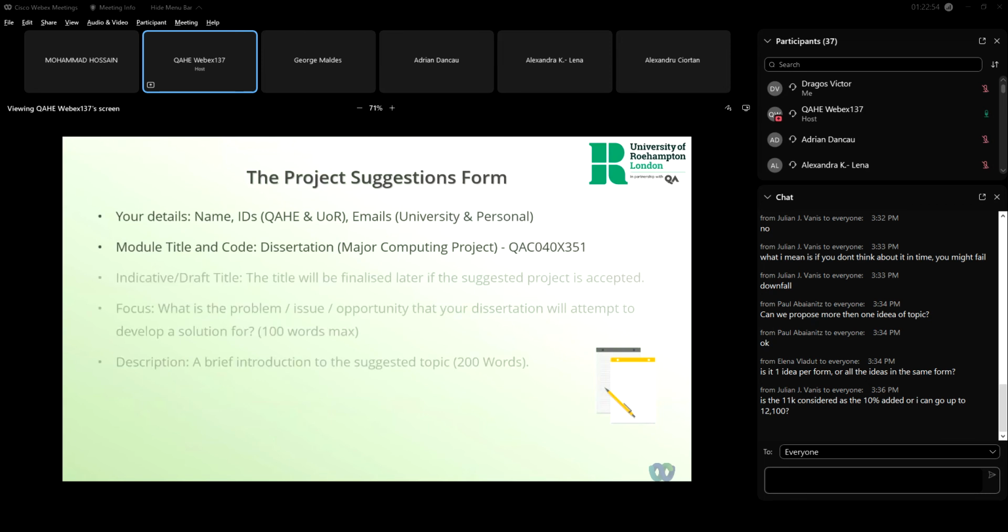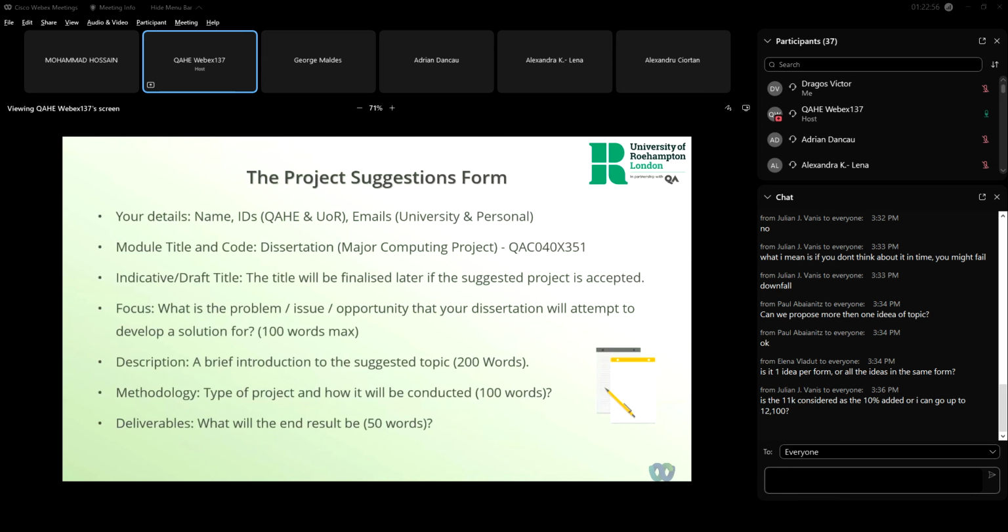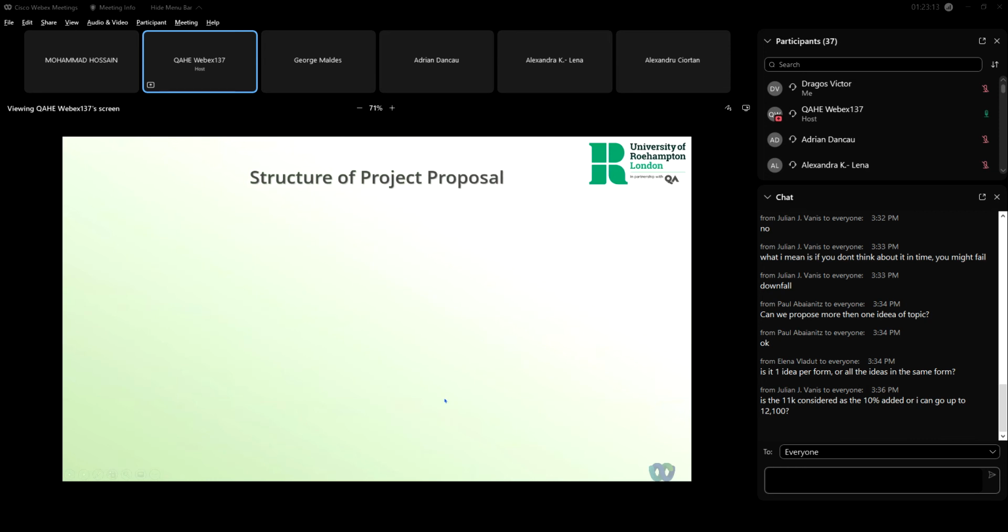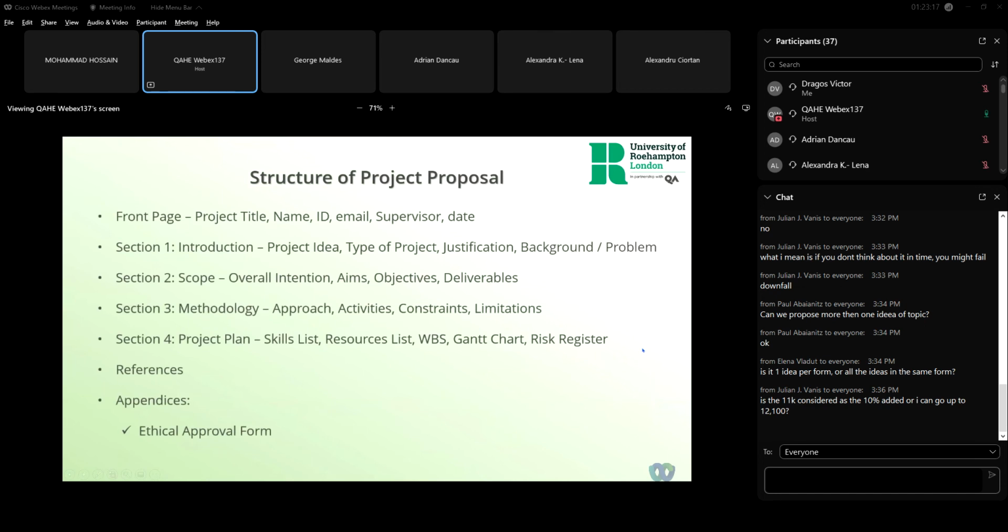This is the project suggestions form, which I have already showed you, right? Your details, the title and code, indicative title, all this is what I showed you in the form a few minutes ago. Now, the proposal should have this structure here, right? You have your front page, title, name, whatever. Section 1 is the introduction. What is your project idea?